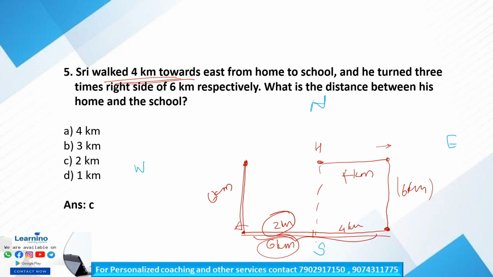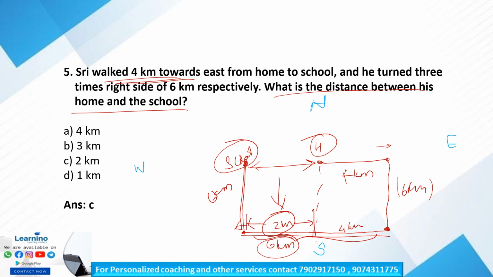So our question is, what is the distance between his home and the school? He reached school. This is his home, this is his school. What is the distance between the school and the home? It is 2 kilometers. So this is 2 kilometers and this is 4 kilometers, that forms the 6 kilometers. So the distance between the school and home is this 2 kilometers. So 2 kilometers is our answer. Final answer is 2 kilometers. Is it clear? So option C is our correct answer.